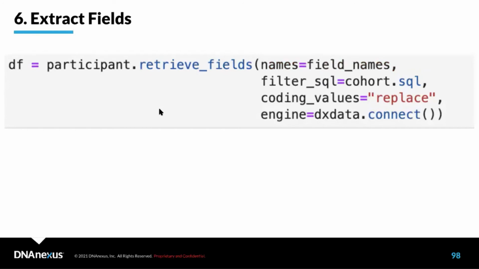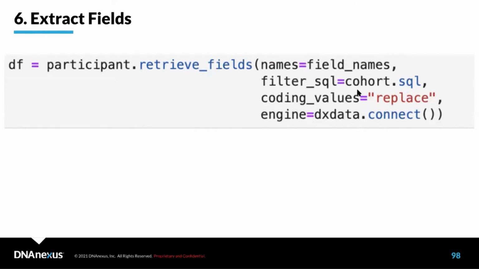So now we've set the stage. We've got our list of field names, we've got our participant entity, and we have our cohort. Now we're able to start extracting our fields as a Spark data frame. Let's go through these different arguments so you understand where they come from. The first thing we'll do is provide our list of field names that we defined in step 5.